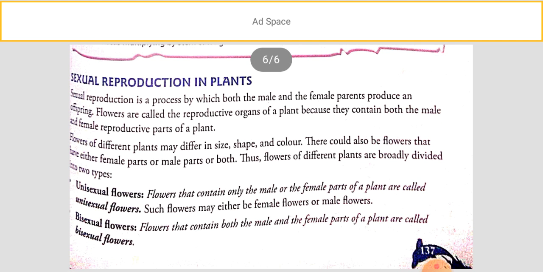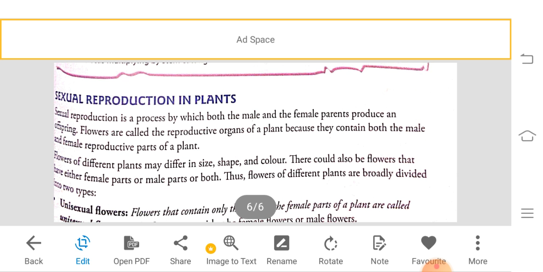Flower is the reproductive organ of a plant because it carries both male and female reproductive organs. In the last class we have seen that the stamen is the male reproductive organ, whereas the pistil is the female reproductive organ in a plant. Male is the stamen and female is the pistil.